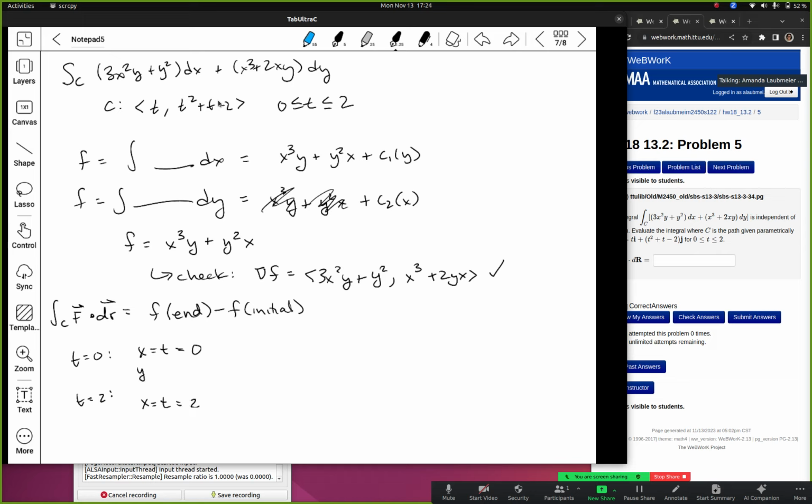Looking at the second component, y is t squared plus t minus 2. So when I plug in 0, that's going to give me minus 2. And when I plug in t equals 2, that's going to give me 4, because 2 squared is 4, then I add 2 and subtract 2. So my initial point was (0, -2), and my final point was (2, 4).